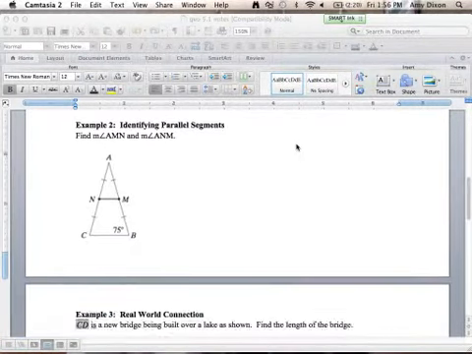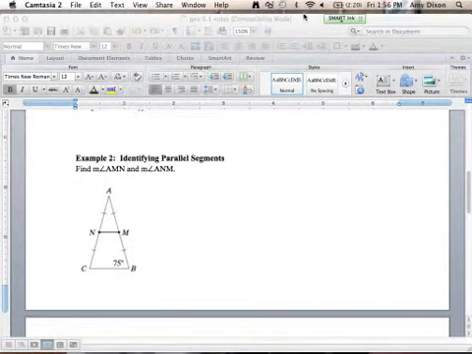Identifying parallel segments. It says find angle AMN and angle ANM. So AMN, let's identify that. That's this one right here. We need to find these 2 angles. One thing we learned from last chapter is ANM is an isosceles triangle. So we know that these 2 angles are going to be the same once we find them, because base angles on an isosceles triangle are always equal.